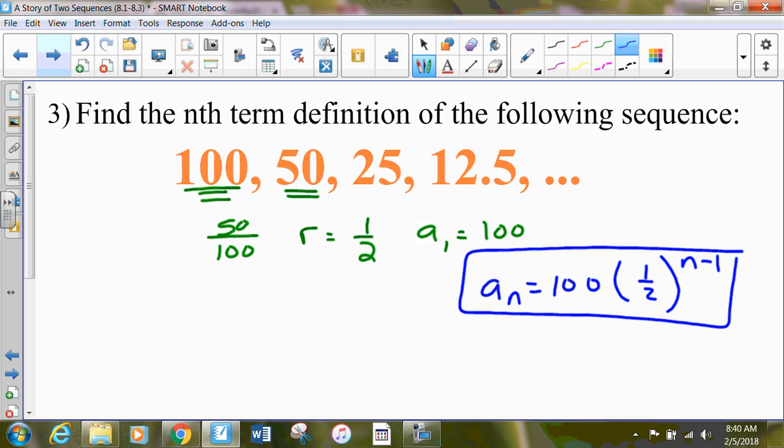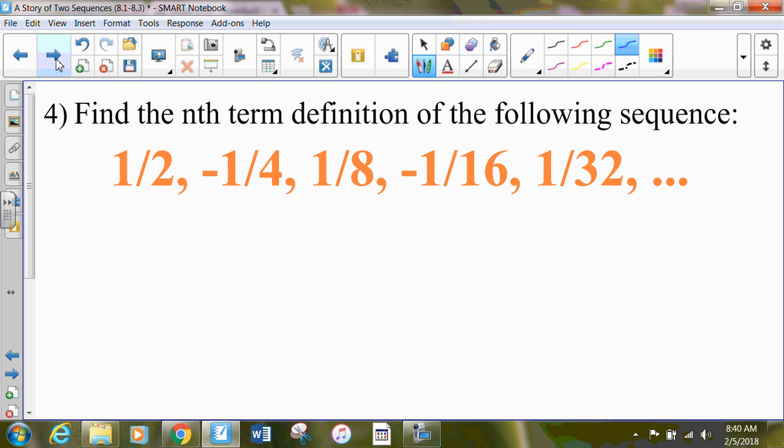Pretty straightforward here on this second day. All right, here we see an interesting sequence where the terms are oscillating back and forth between positive term, negative term, positive term, negative term. That tells us that we have an r that is negative. We don't even have to think about it.